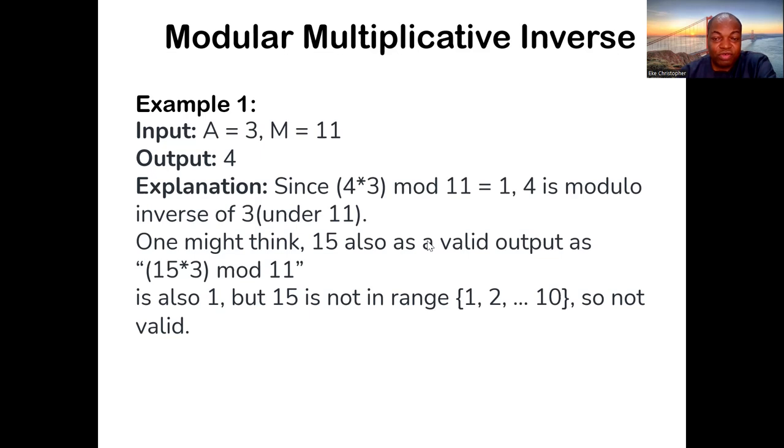One might think 15 is also a valid output, as 15 multiplied by 3 mod 11 is also 1, but 15 is not in the range of 1, 2 to 10. Because when we have modulo m, here 11, that is the range: 1, 2, 3, 4, 5, 6, 7, 8, 9, 10. So it's not valid. I hope you understand. So let me look at this again critically. Since 4 multiplied by 3 mod 11 equals 1, 4 is the modular inverse of 3 under 11.